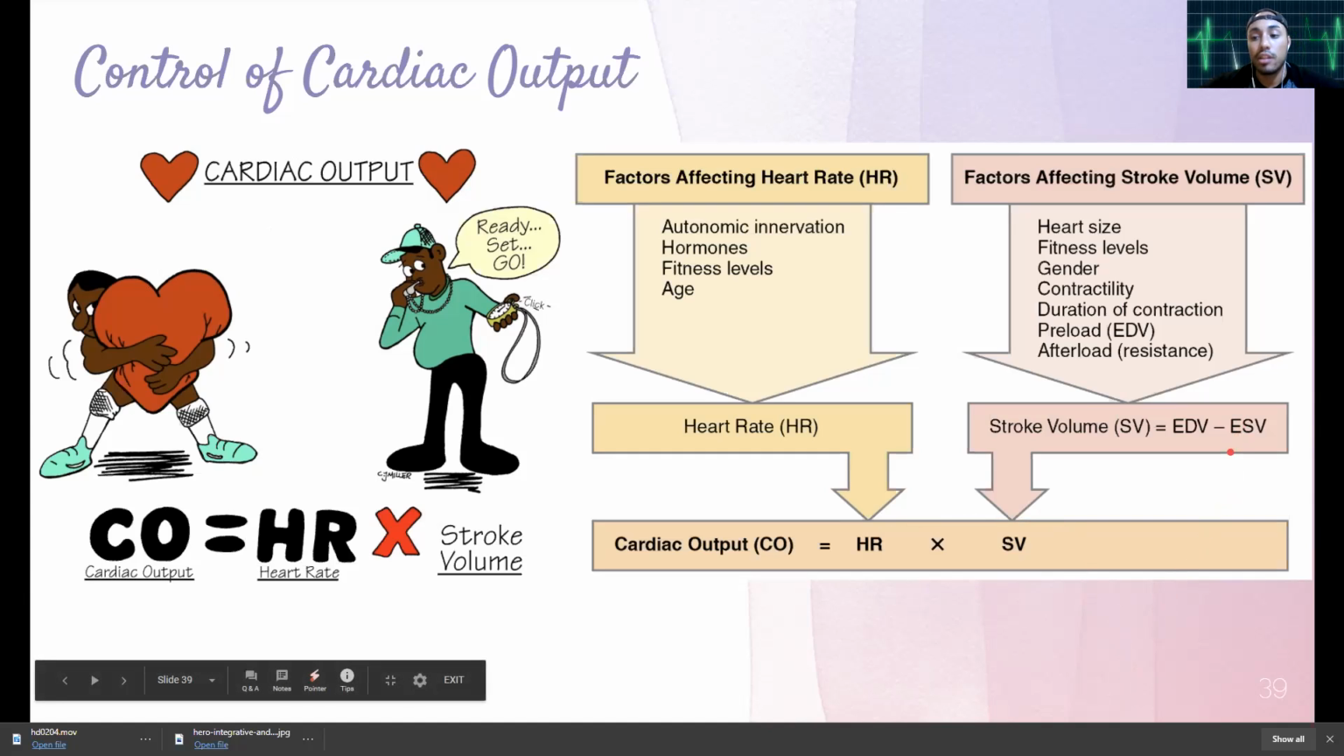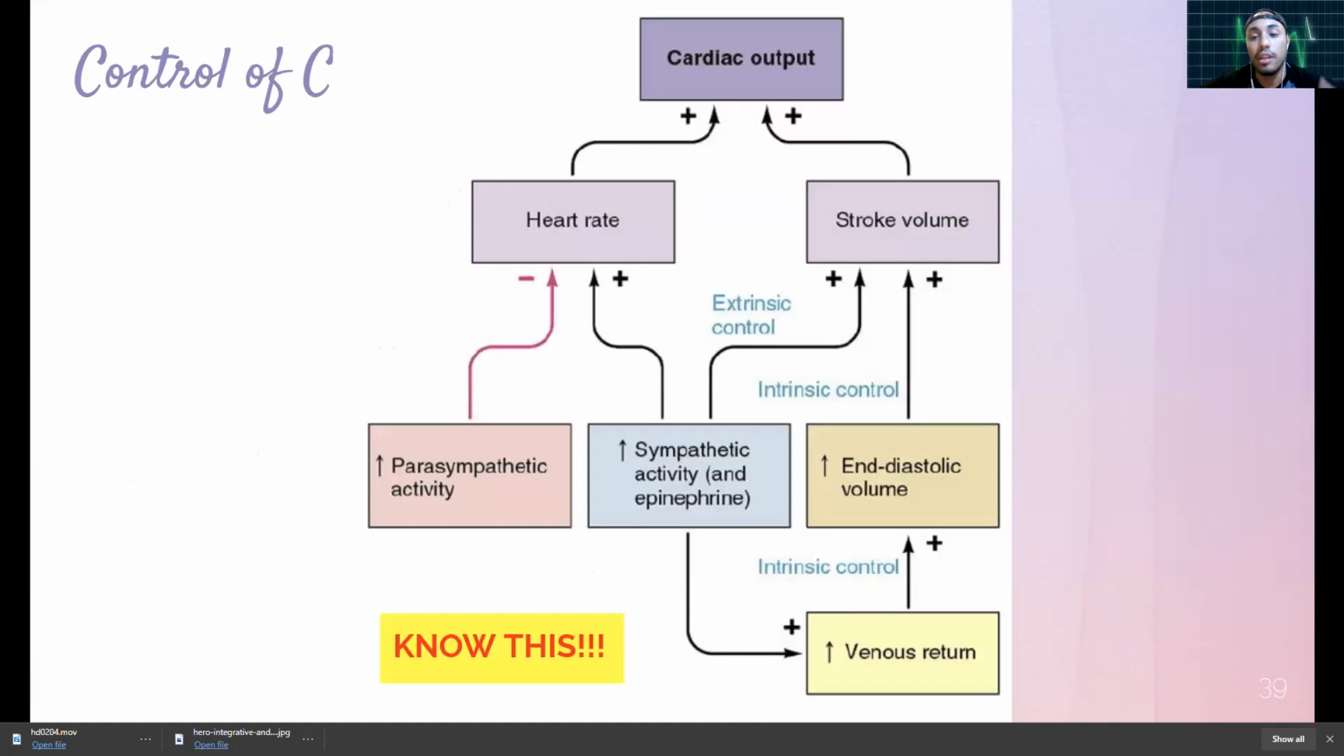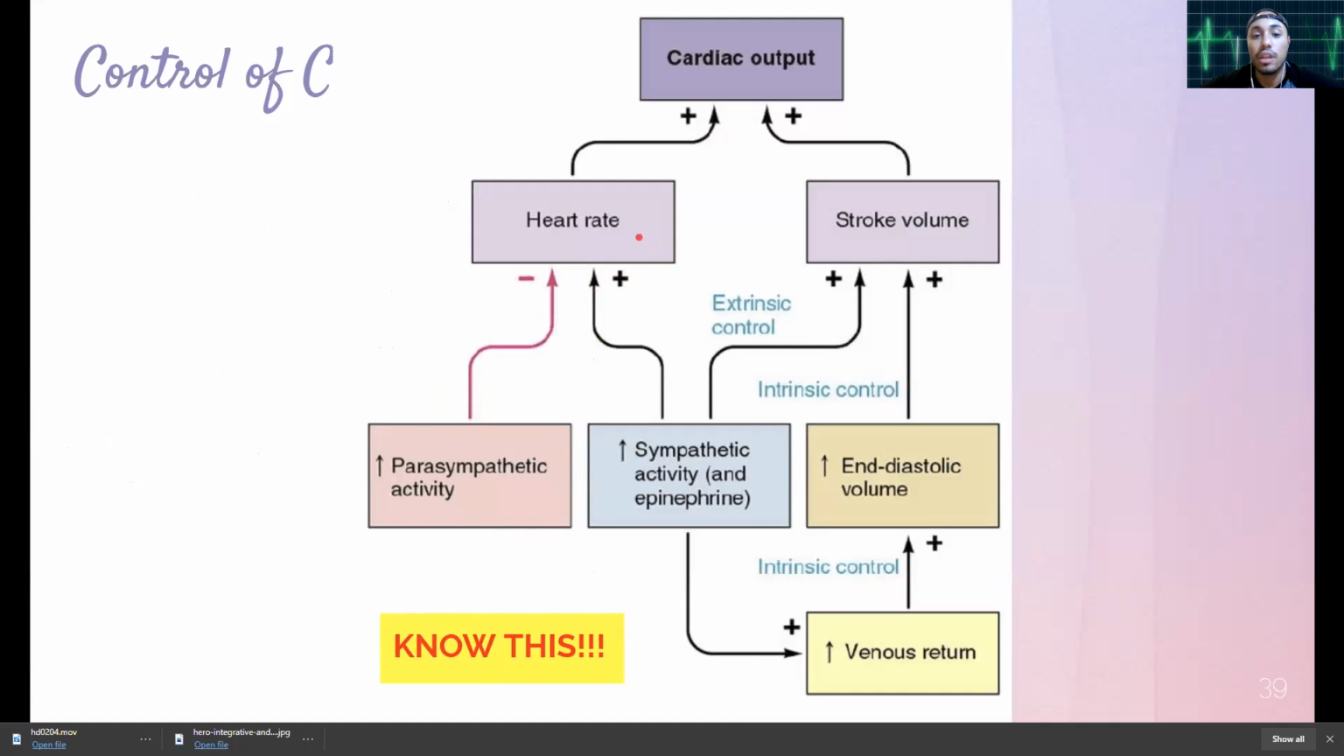This is by the end diastolic volume minus the end systolic volume. They included this in the lecture notes. Know this, because this is something that they're going to play with. It's very easy to get tripped up on questions. Know that, like I mentioned before, something that increases heart rate increases cardiac output. And oftentimes, when you want to increase heart rate, it's sympathetic innervation. Something like epinephrine is going to come in, speed up your heart rate, and increase your cardiac output. Cardiac output is how much blood is pumping out of your heart to the rest of the body.